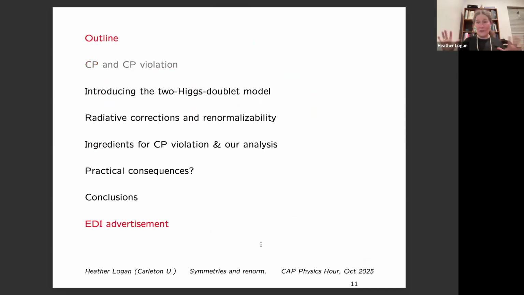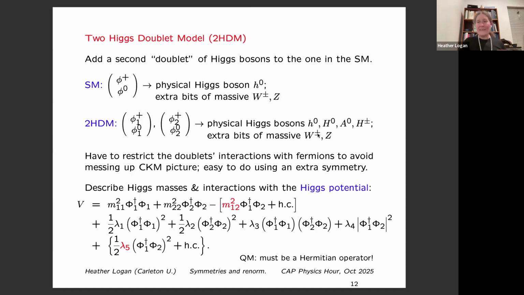So that's sort of a lightning overview of CP violation in quark mixing. I want to change gears now and introduce the two Higgs doublet model and then say some things about radiative corrections. The two Higgs doublet model is an extension of the standard model by which you add a second doublet, a doublet under the SU(2) weak interactions, of Higgs bosons to the one that you have in the standard model.